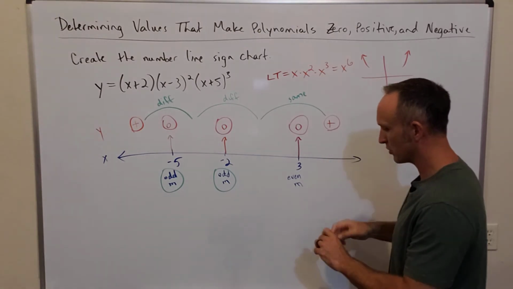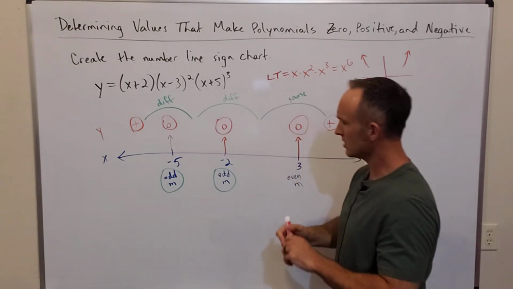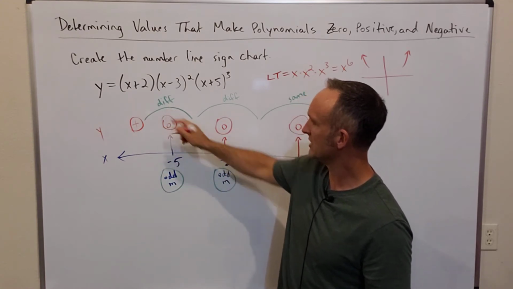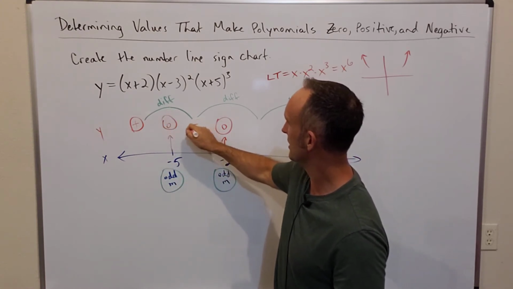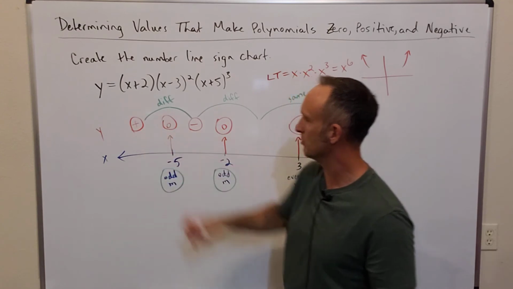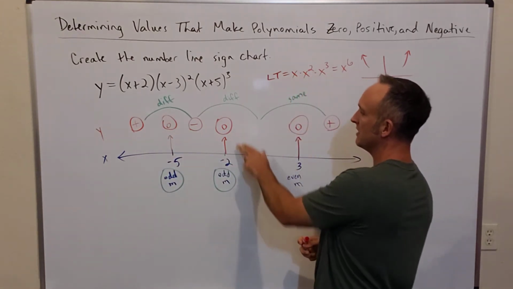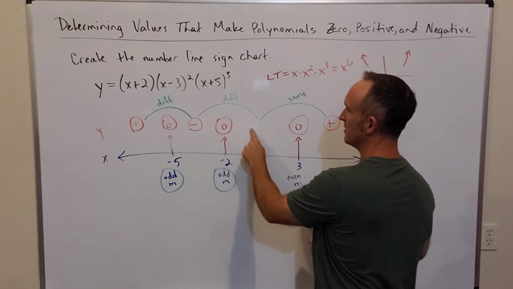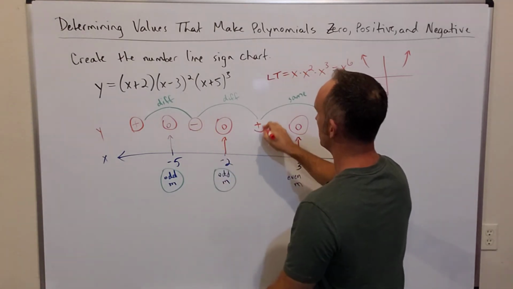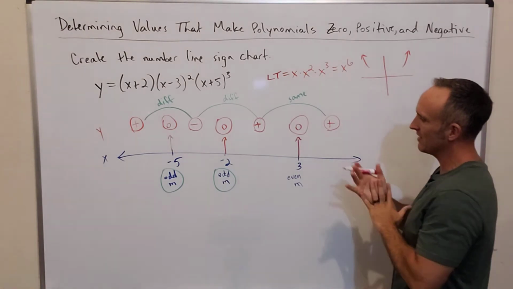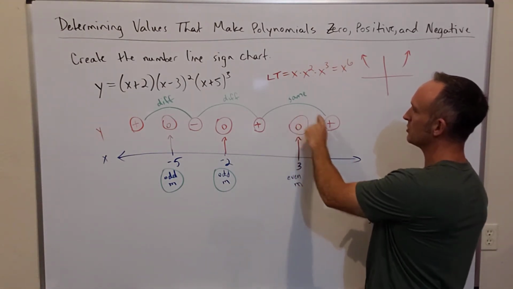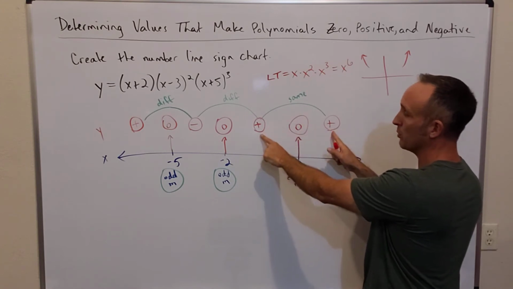So let's track that through now. Here, I had a positive with an odd multiplicity, so the signs have to be different. That means this sign has to be a negative, different than the sign before. And then this multiplicity is odd, meaning this sign and this sign have to be different, so that's a minus, that has to be a plus. And then you can check at the end, since this multiplicity is even, these two signs have to be the same, and they are both positive.